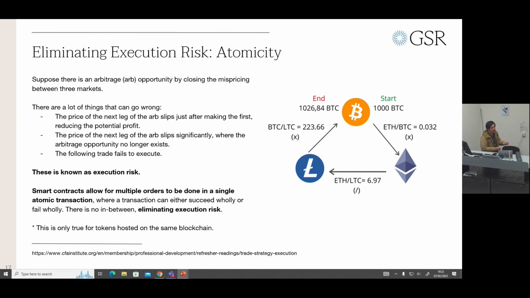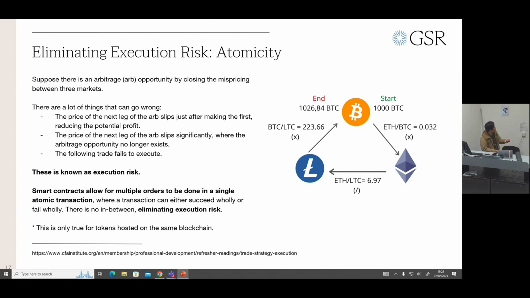And it's something that is looked at extensively in traditional finance. Because of the fact that there is execution risk, people always have to add a bit of a buffer to the price they set for their limit order or market order. They need to be cautious of the price that they execute at, or that they might get a worse price because of price slippage.